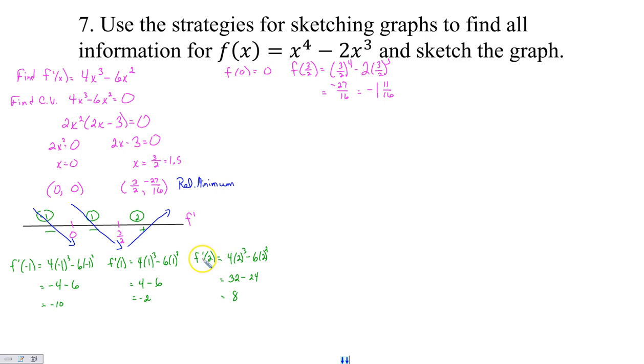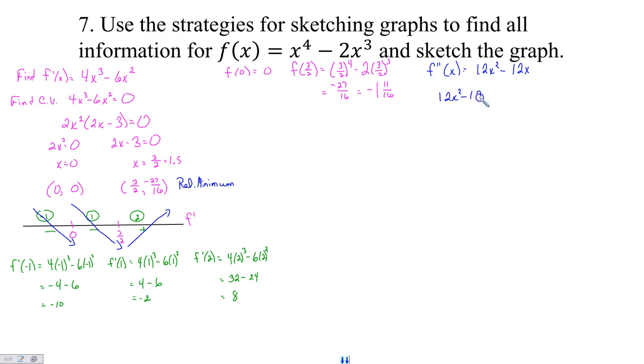Now, what's going to happen at x is equal to 0? So we said that there's no change here, so let's go see what happens in the second derivative. The second derivative is usually where we find our points of inflection and our concavity. So let's find that second derivative. That's the next thing we're going to do. From our first derivative, we get that the next derivative is 12x squared minus 12x, and we're going to take that second derivative and set it equal to 0.